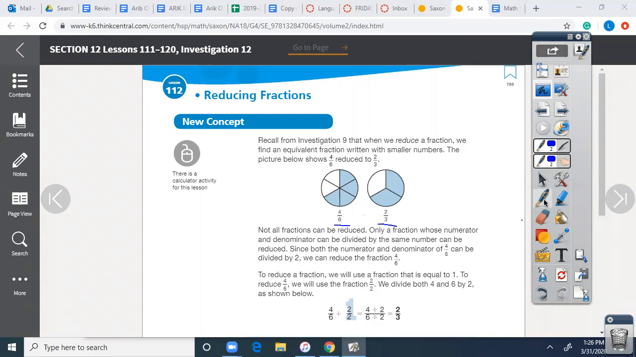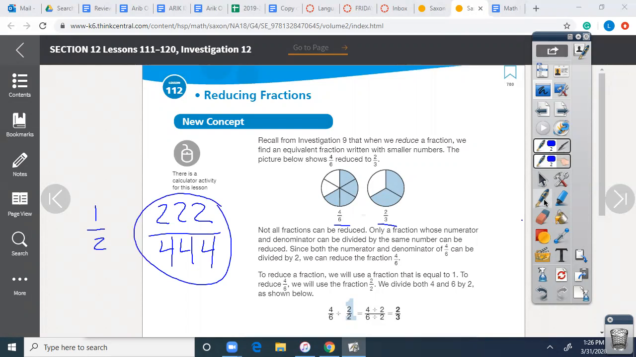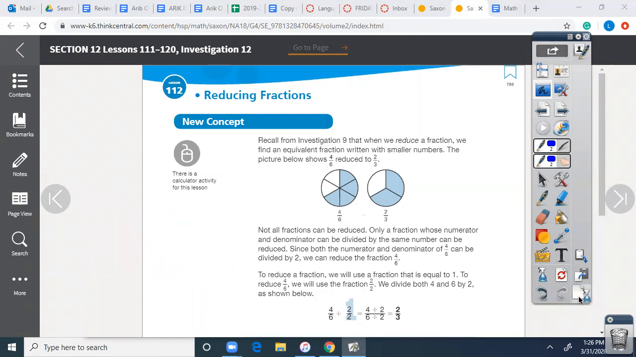If you saw a number like 222 over 444, you'd be like, whoa, that is a crazy big fraction. But if I said that's the same thing as 1/2, you'd be like, oh yeah, I know what 1/2 is, right? So this is a crazy huge big fraction. This is the same fraction reduced or simplified. So that is what we are doing today, okay? We are going to scroll down and we are going to do a few of these examples, a few of these practices.